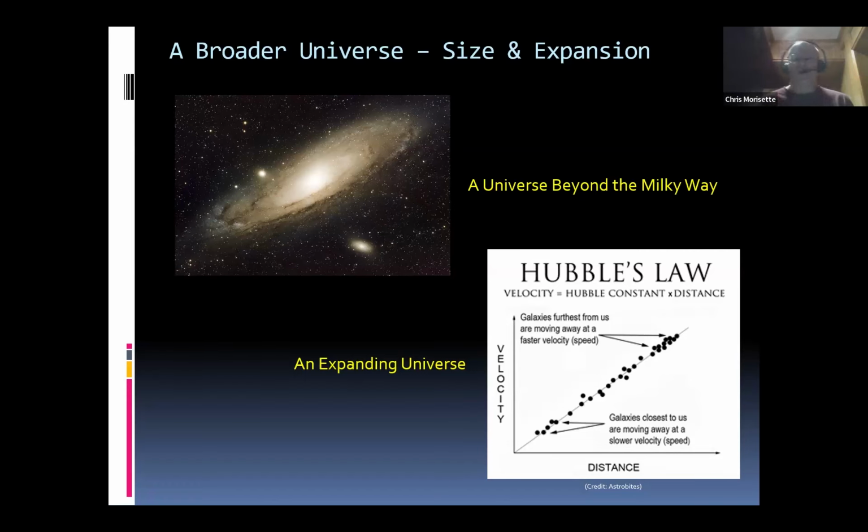Here in 1929, he was able to confirm Einstein's expanding universe prediction from general relativity with his observations and development of the Hubble constant, and that was an important contribution as well.